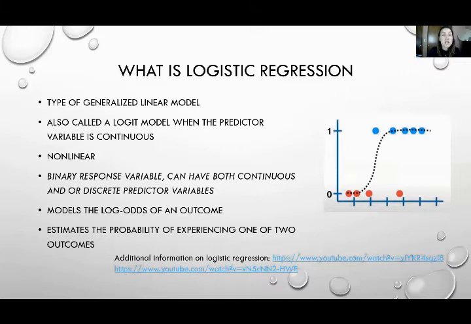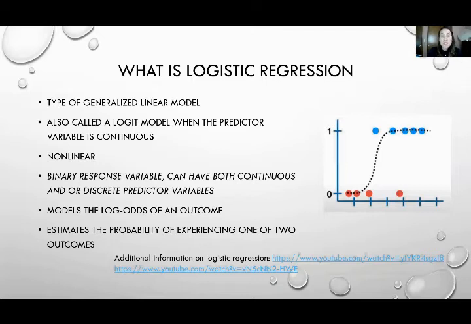And it's a nonlinear test. You use it when you have a binary response variable, and you can have both continuous or discrete predictor variables. It models what's known as the log odds of an outcome. Don't worry, I will explain what that means in just a minute. It estimates the probability of experiencing one or another outcome.